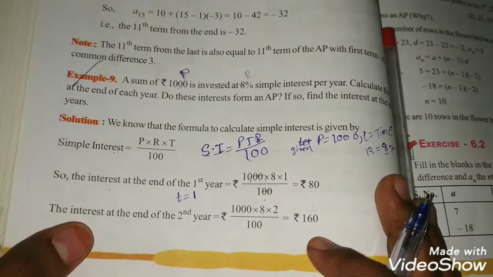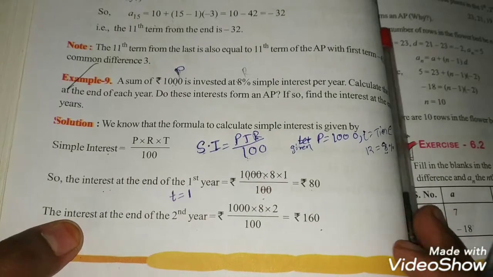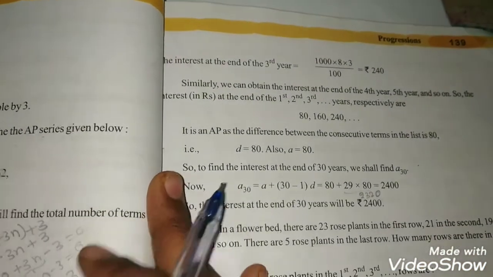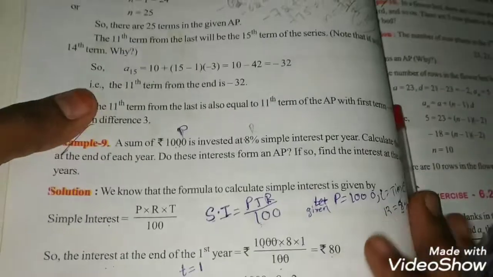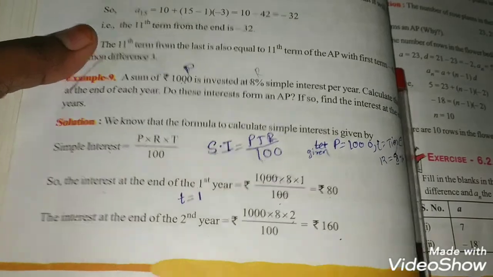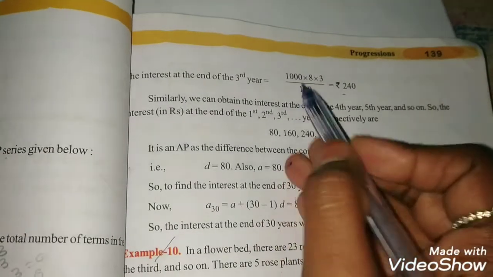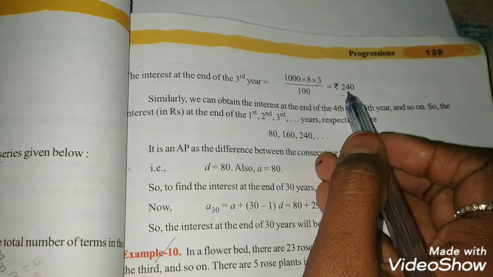So what about the second year? In the second year we have 160. Same process. In the second year we have 160 rupees. What about the third year? In the third year we have 240 rupees. Nothing to do. See guys, in the first year we keep 1. In the second year we kept here 2. In the third year we keep 3. So what is the result? We get 240.